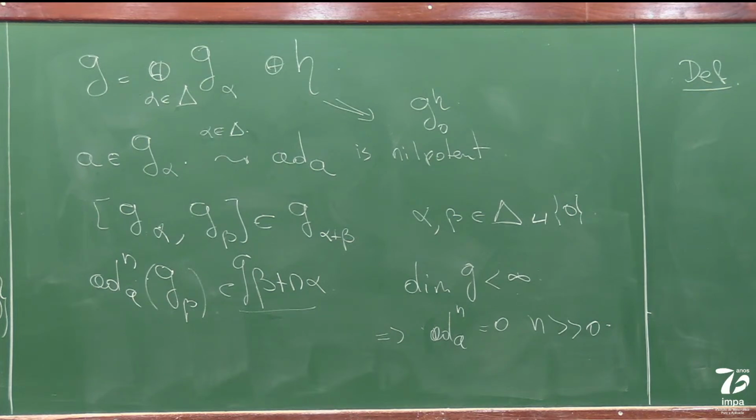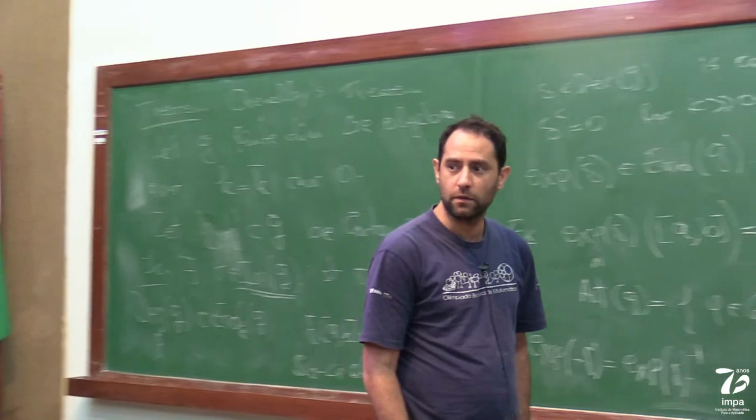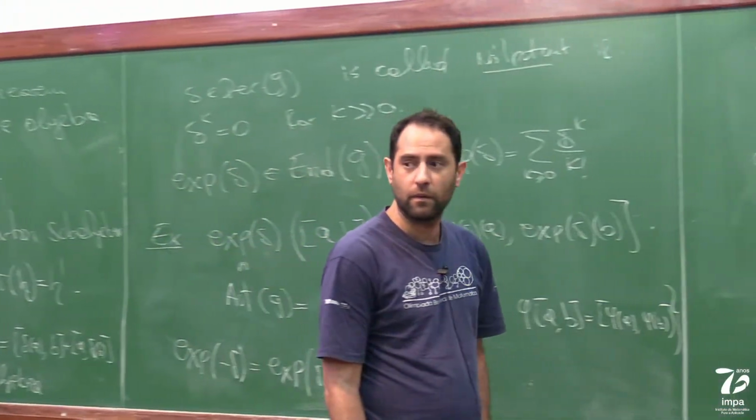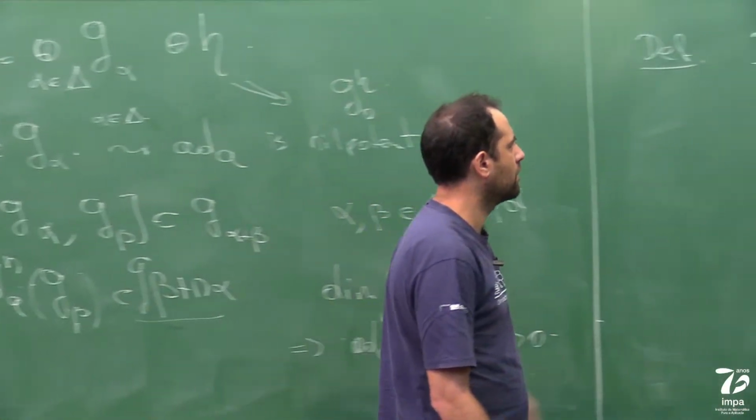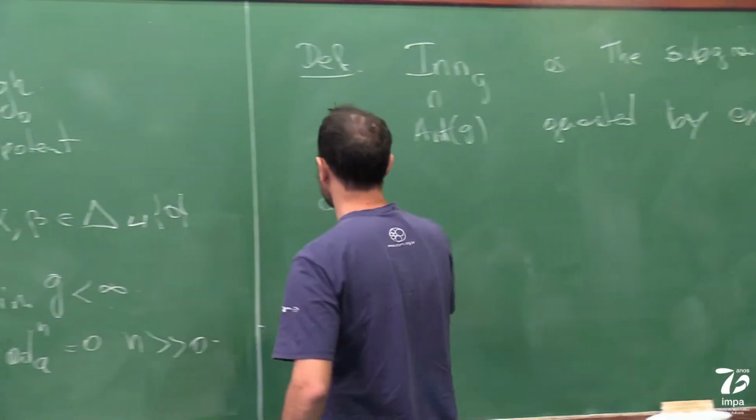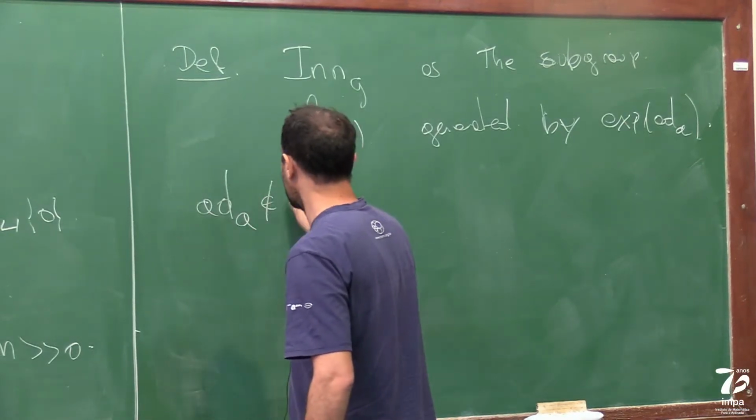By adjoint action of what? Well, but the problem is, how do you define the exponential of the adjoint action of any element? No, wait. So you mean without taking the exponential? Yeah. This is not an automorphism of the Lie algebra.